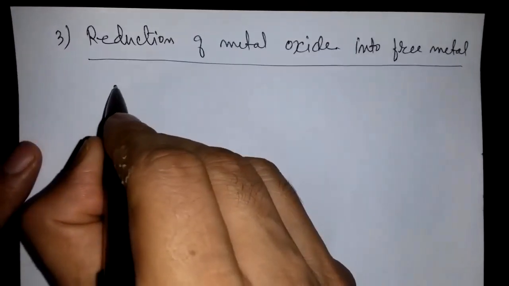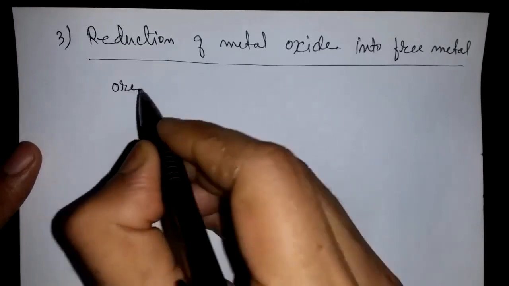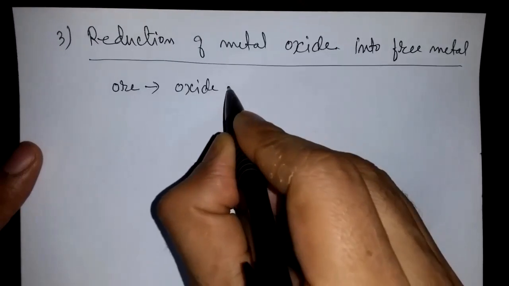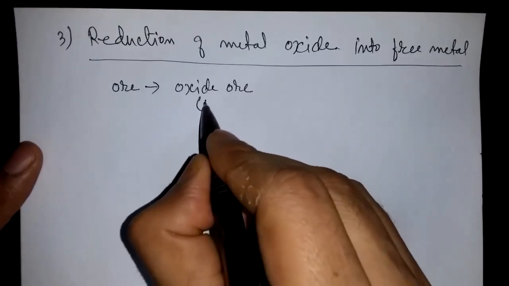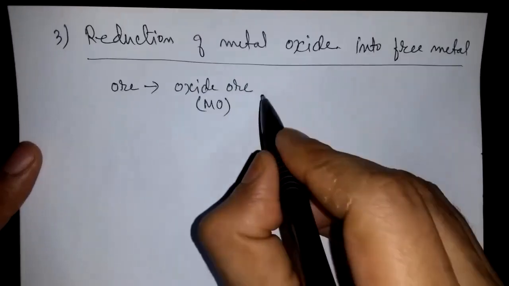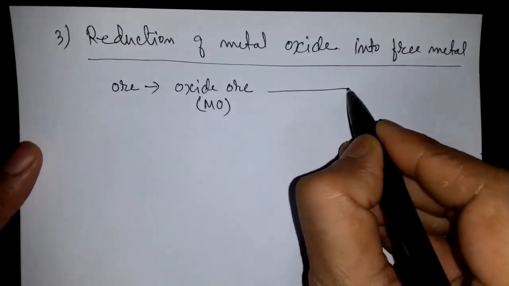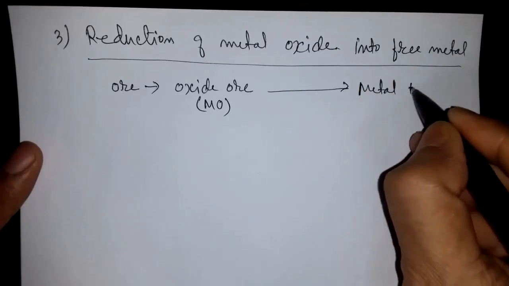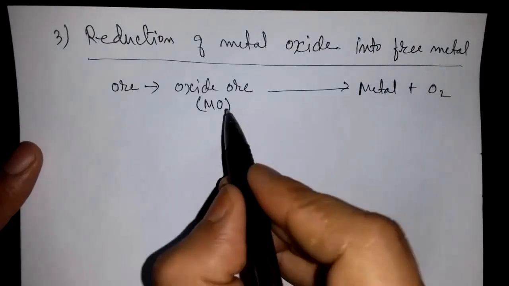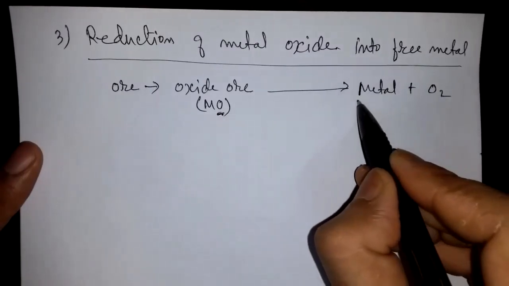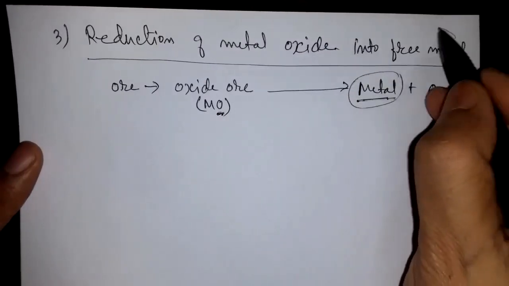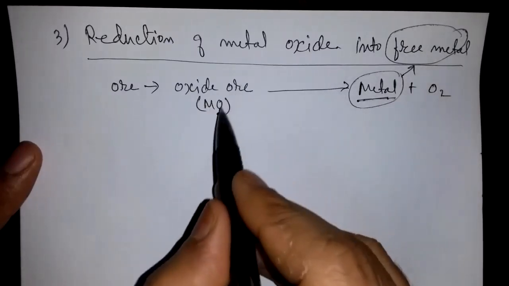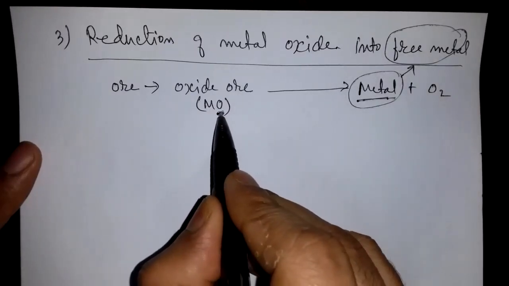Okay, so we have ore, and because of step 2, the ore is oxide ore. Oxide ore means any metal, non-metal must be oxygen. So we have to do some process here by which your metal should be alone and oxygen should go away. That means we have to remove this oxygen so that we get metal alone. This metal alone is called free metal. So from oxide ore, we are removing oxygen, that is non-metal.